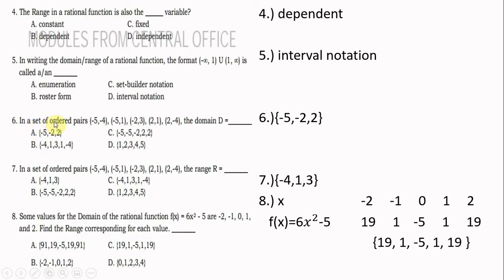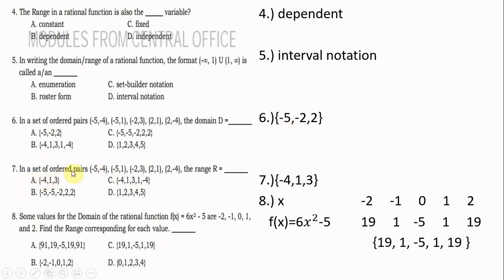So number 6, in a set of ordered pairs (-5, -4), (-5, 1), (-2, 3), (2, 1), (2, -4), the domain D, the answer is a set whose elements are -5, -2, and 2. You have to write only the element once. So we have two -5 here, you will write only once. As with 2, we write only once. Okay, this is the answer, letter A.